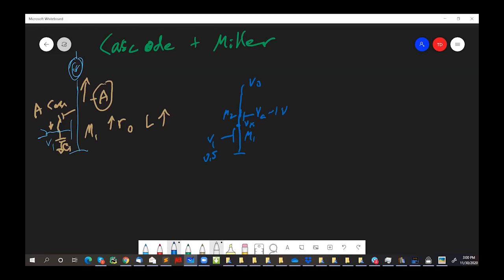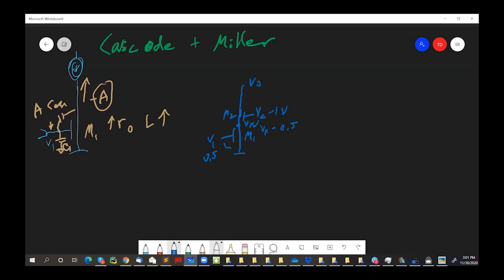What's the approximate value of Vx? Okay, so I know that the same current is flowing through the same transistor. So this gate source voltage is 0.5 volt. And since the same current is flowing through the top one, this voltage must be 0.5 volt. So Vx must be about 0.5 volt. That's enough to keep M1 in saturation. As long as M1 is in saturation, it's going to have a high drain resistance.